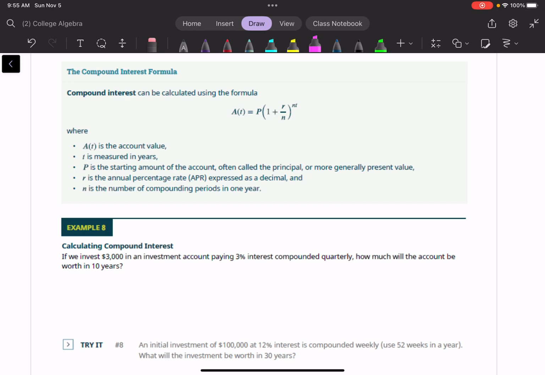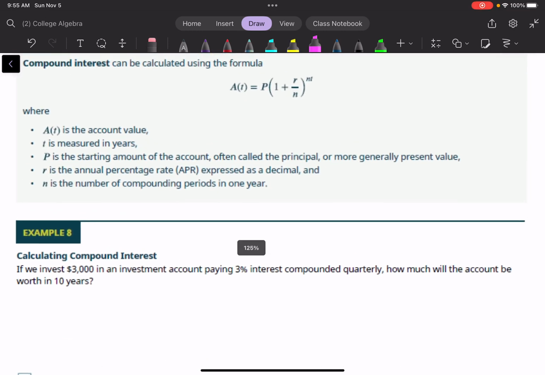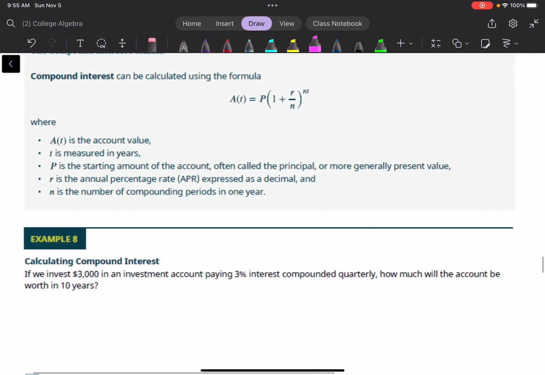So this is the compound interest formula. Just picking it apart, A of T is the account value as a function of time. T is always measured in years. P is the starting amount, or the principal. R is the APR expressed as a decimal, or the annual percentage rate. And N is the number of compounding periods in a single year.